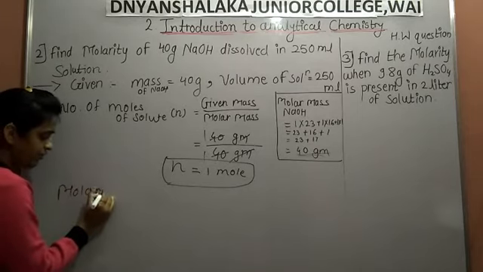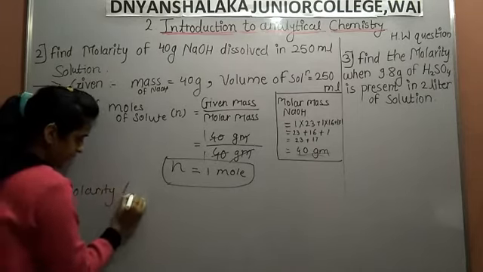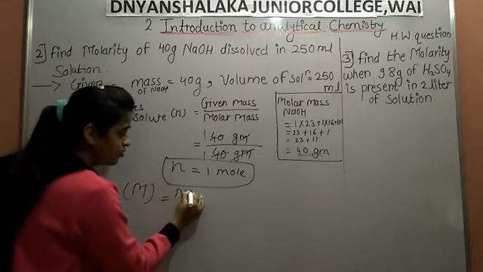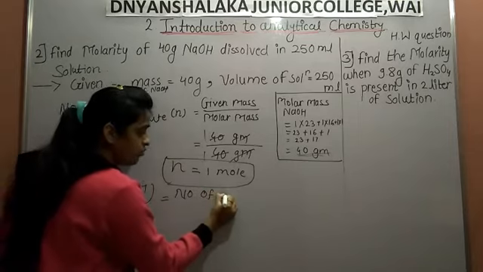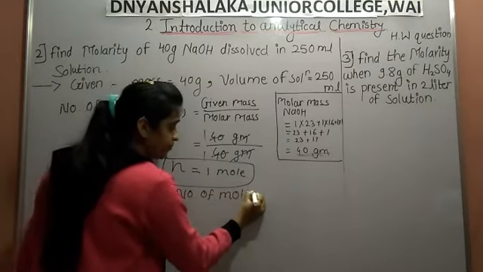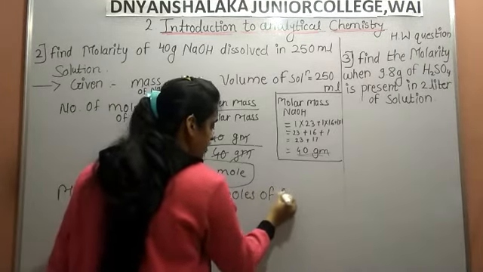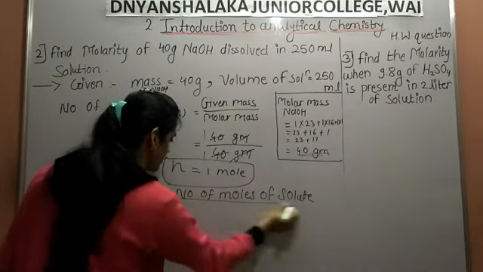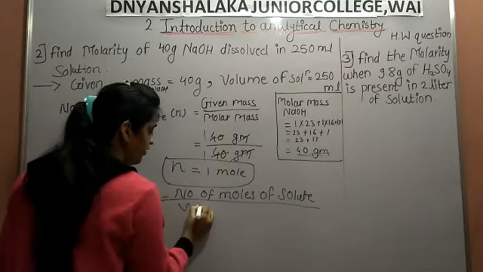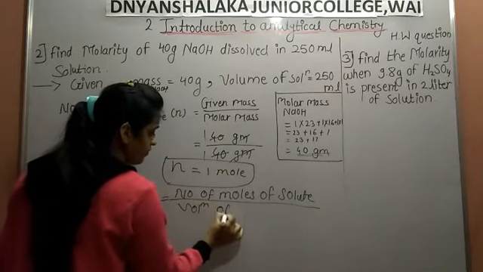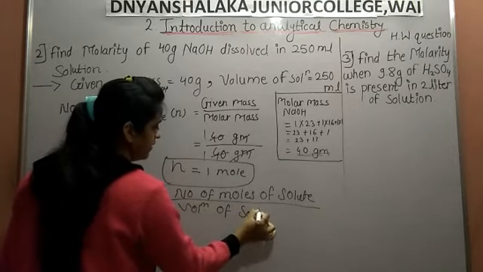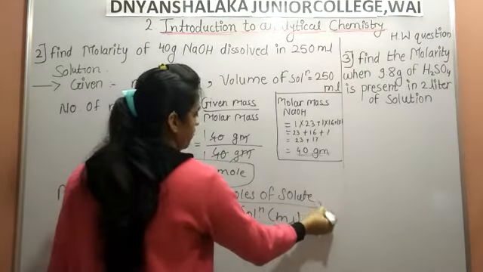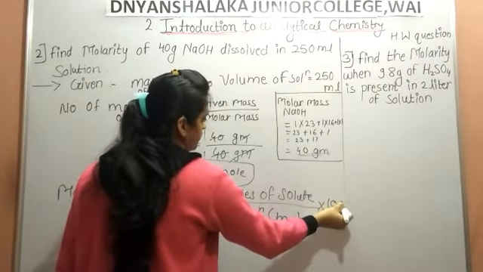So the molarity formula: molarity, in capital M, is equal to the number of moles of solute upon the volume of solution, and if the volume is given in milliliters, multiply by 1000.